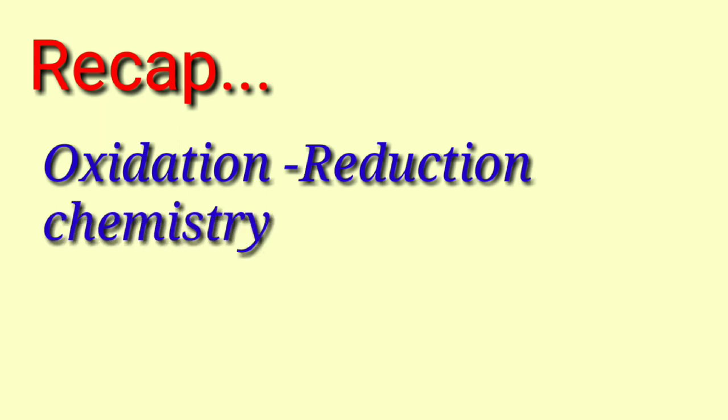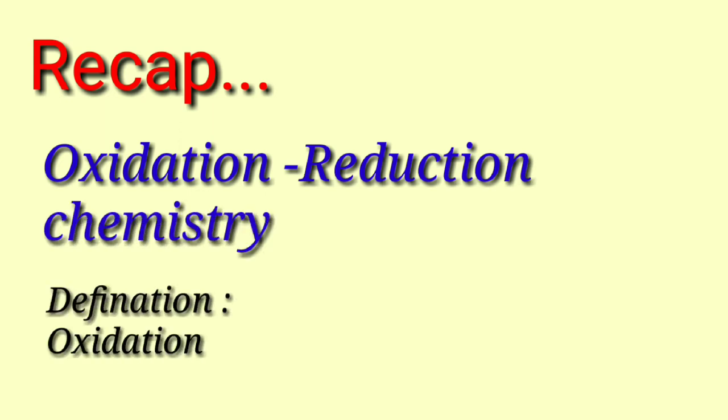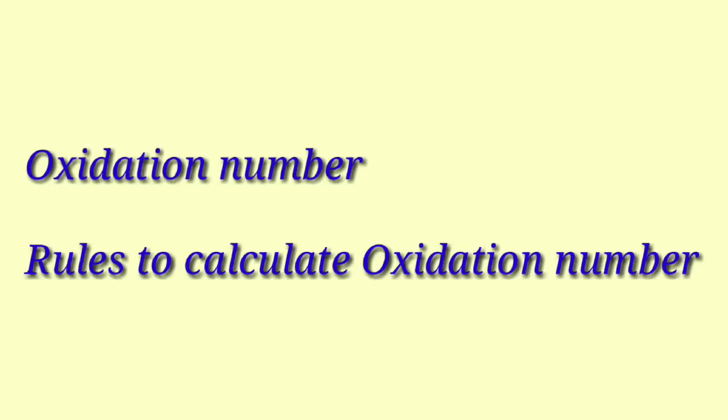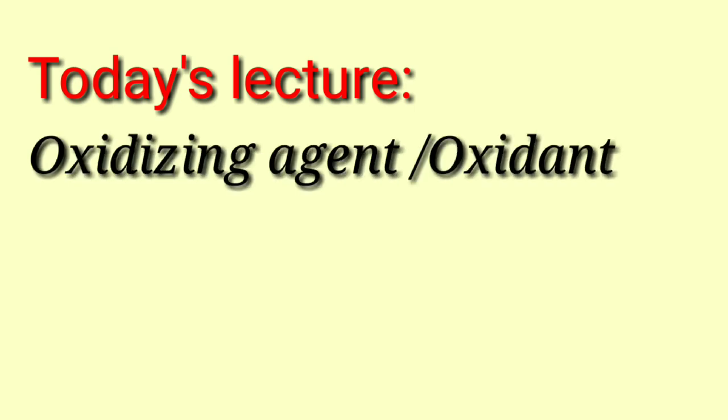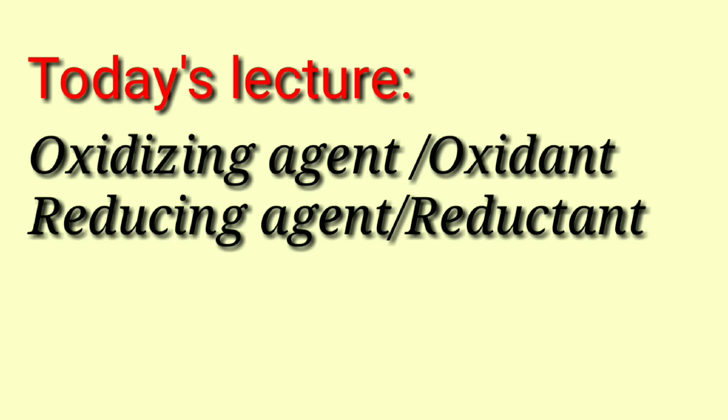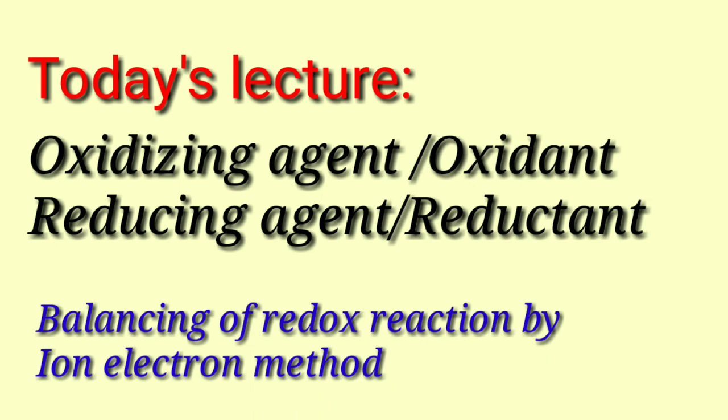In our previous lecture, we started with the topic of oxidation reduction chemistry. In that, we saw the definitions of oxidation, reduction, oxidation number, and the rules to calculate oxidation number. In today's lecture, we are going to discuss oxidizing agent and reducing agent, that is, we are going to identify the oxidizing agent and reducing agent. Then we are also going to discuss the balancing of redox reactions using the ion electron method. So let's get started.